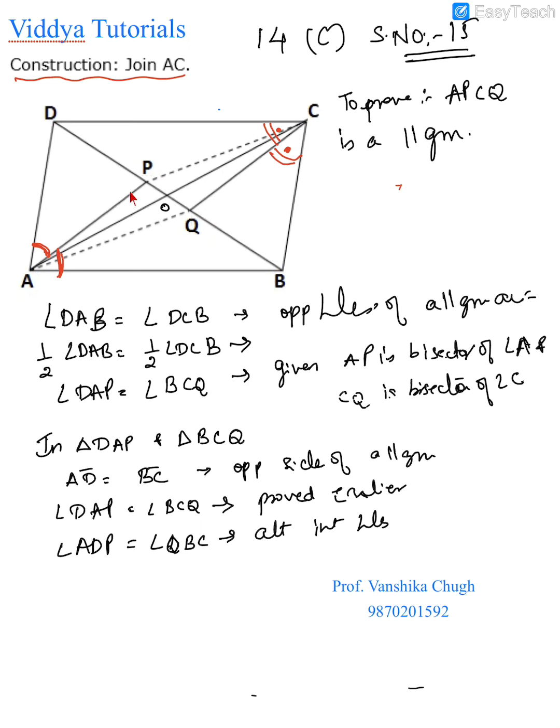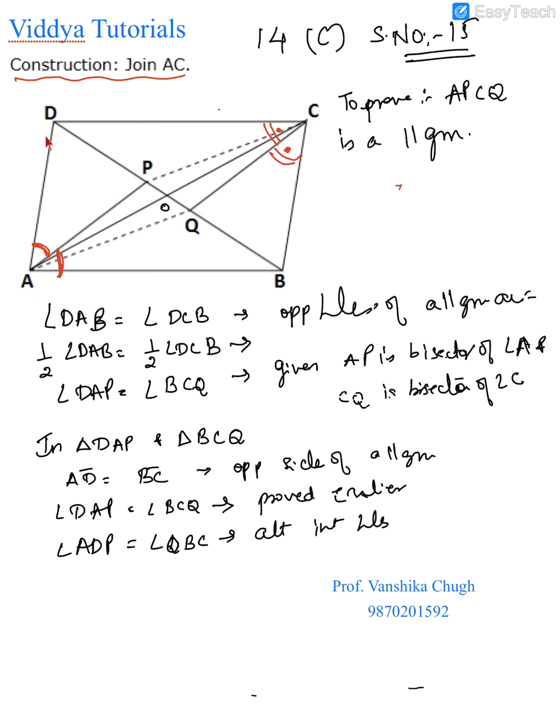So if I see AP is the bisector, so half of angle DAB will become DAP, and here half of this full angle C will become BCQ. So if DAB is equal to DCB, half of angle DAB is equal to half of angle DCB, and half of angle DAB is DAP, and half of angle DCB is BCQ. So I proved it. So you will just write your reasons: given that they are bisectors of the respective angles.